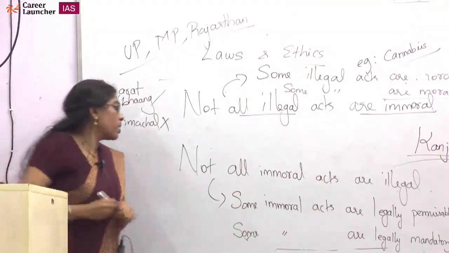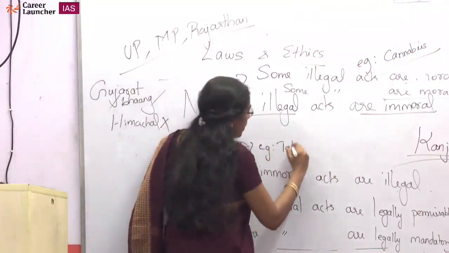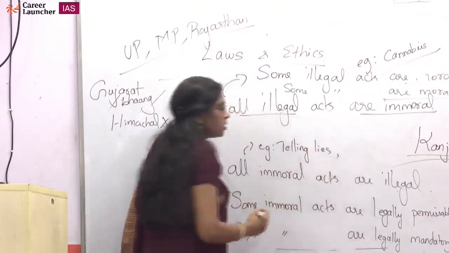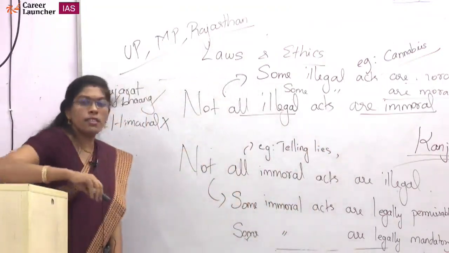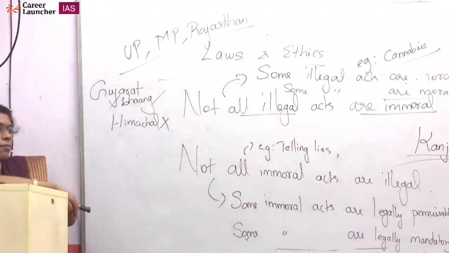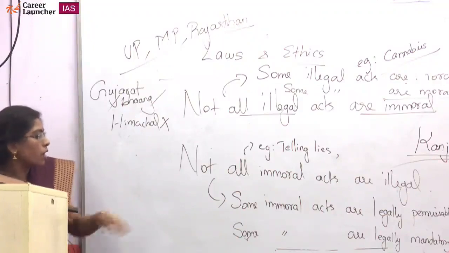Okay. So, let me give an example. Example, telling lies. Like this we can tell many things. So, telling lies is an immoral act. You should not tell lies, na? Don't speak lies. Okay. So, every philosopher, every great leader also used to say this. Even our Gandhiji says this. So, not all immoral acts.